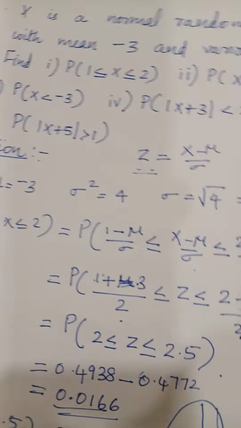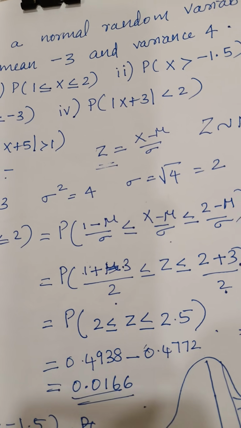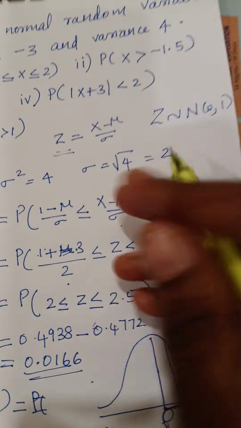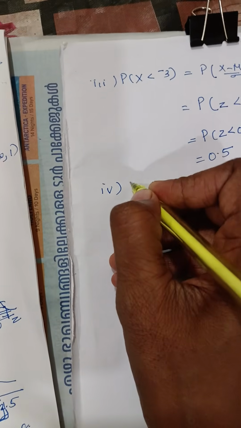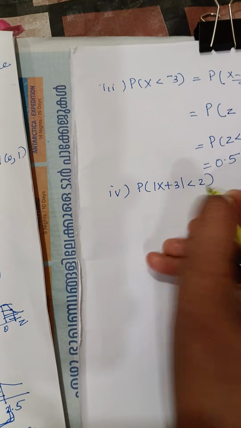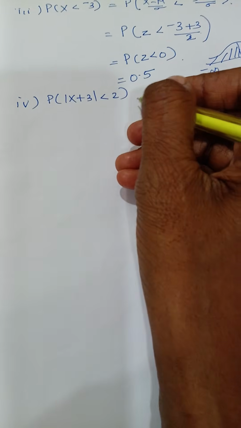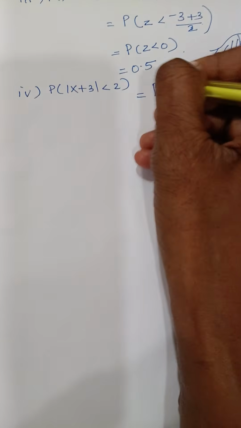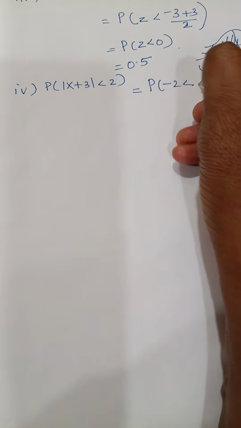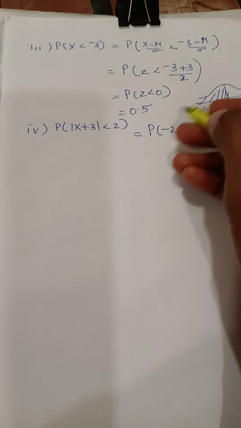Now our fourth question. What is the fourth question? Probability of modulus of x plus 3 less than 2. So probability of modulus of x plus 3 less than 2. So we can write this as probability of minus 2 less than x plus 3 less than 2. Okay, modulus can be written like this.